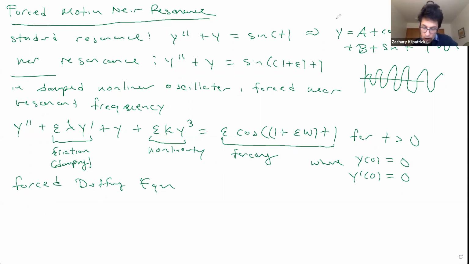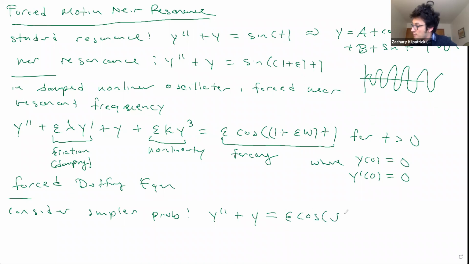All right. So now, if we want to build up to considering how this system is going to behave, let's consider the simpler problem. I wrote this down up here, but now let's write down a general forced oscillator problem: a linear oscillator with some arbitrary forcing that's weak in this case. Now we can solve this.